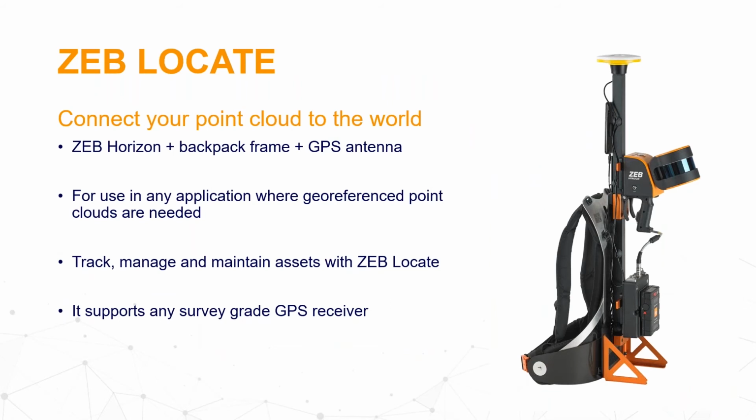And since we selected Locate for this house scan project, let me tell you just a little bit more about this latest edition. Horizon can be used with any GNSS receiver rigidly mounted together, like for instance on the backpack on the screen. And the system can be used for any applications where a georeferenced point cloud is needed. This often includes asset management or maintenance applications.